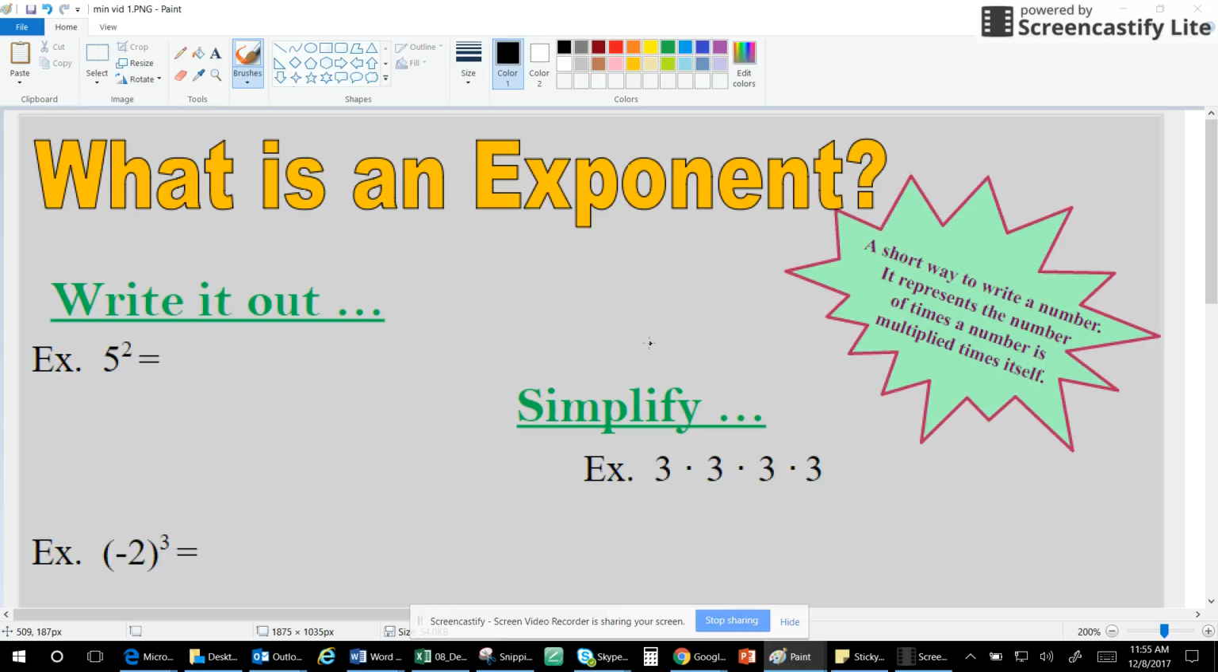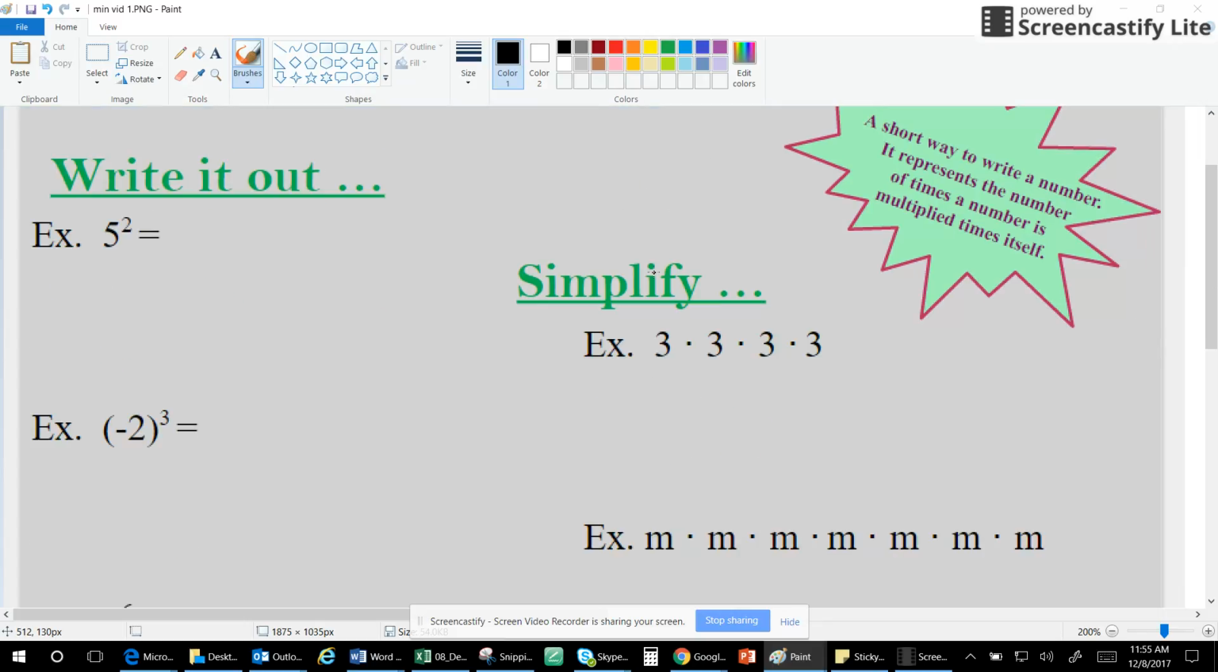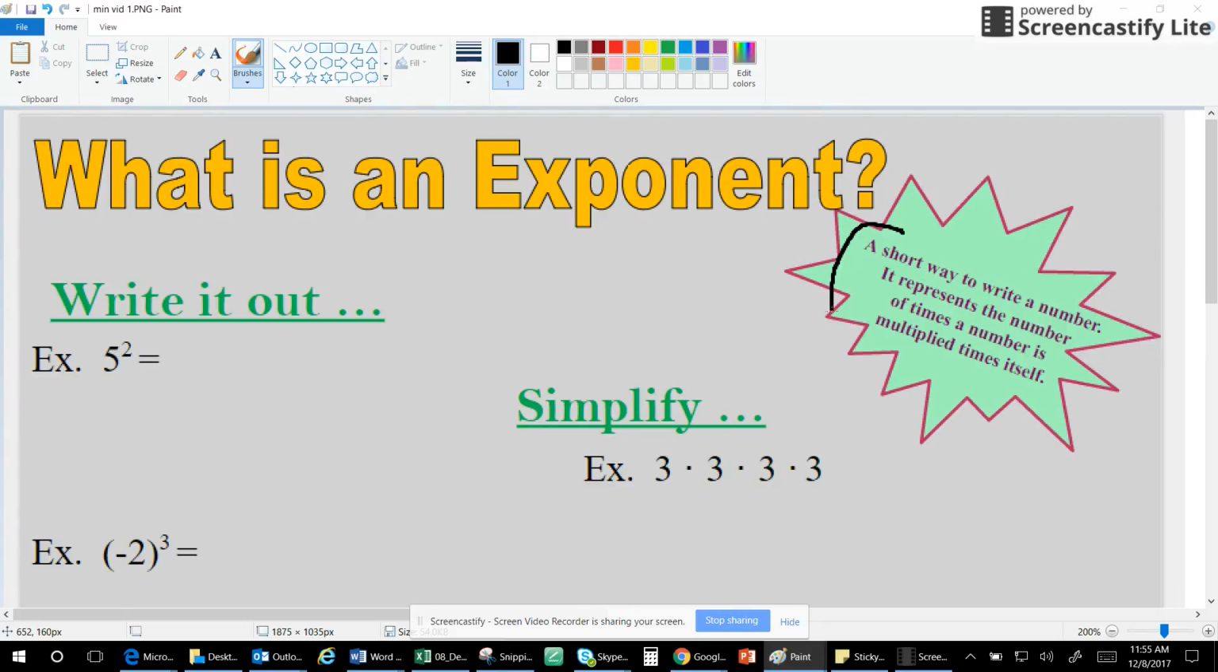All right, everybody. So we're starting Module 5, which means we're going to be going back and looking at exponents. And we want to think of exponents as a short way to write a number. It represents the number of times a number is multiplied to itself. So, for example, if we wanted to expand 5 to the second power, that means this exponent tells me how many times 5 gets multiplied to itself. So there's 2 times it's getting multiplied to itself. What number is getting multiplied to itself? That 5 is. So this would be 5 times 5, or 25.